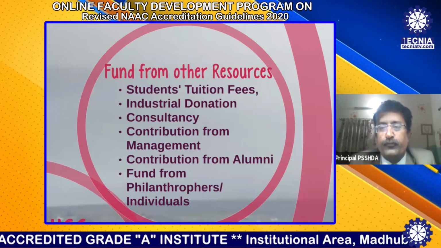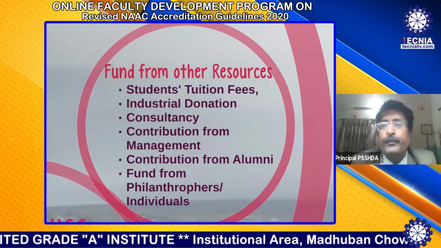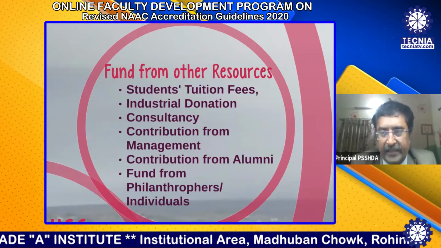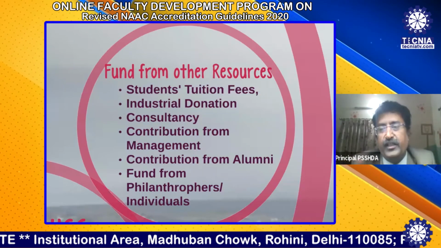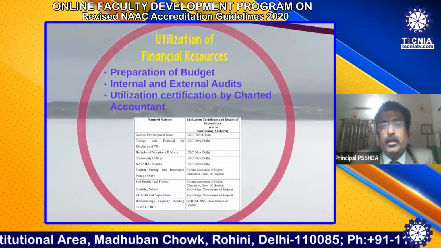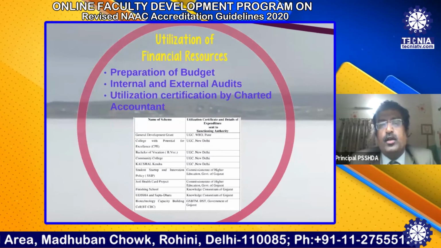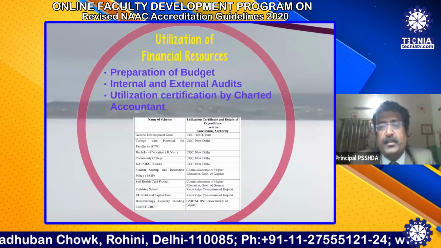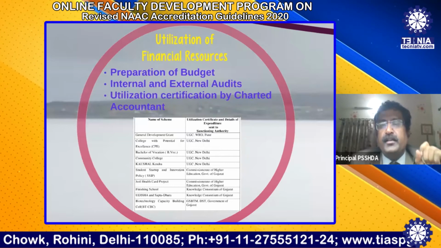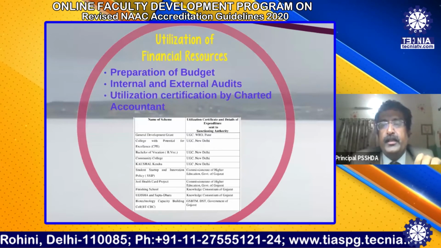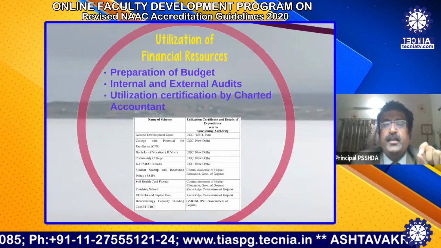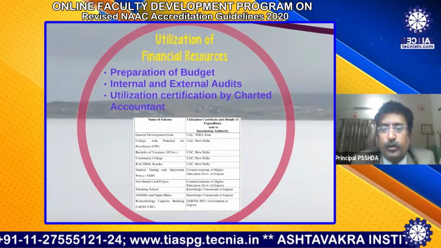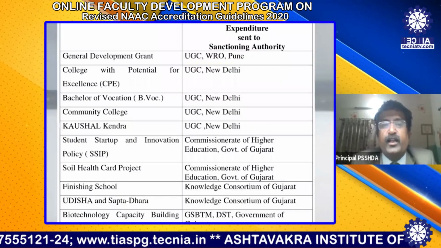Keep all the records for all these funds: from central government, from state government, and from other resources like management, fees, or philanthropists. You have to give the utilization of financial resources, and financial management, resources and their mobilization are very important. All the documents must be certified by a chartered accountant. You need to keep this kind of record.